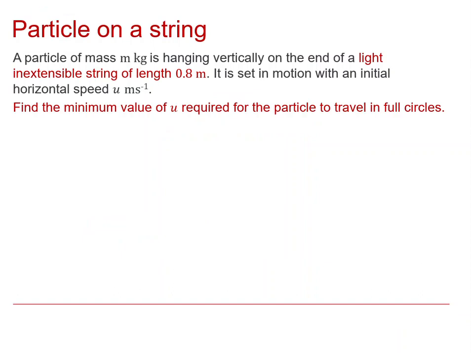Let's begin with a problem. A particle is hanging vertically on the end of a light, inextensible string of length 0.8 meters. It's set in motion with an initial horizontal speed u meters per second.